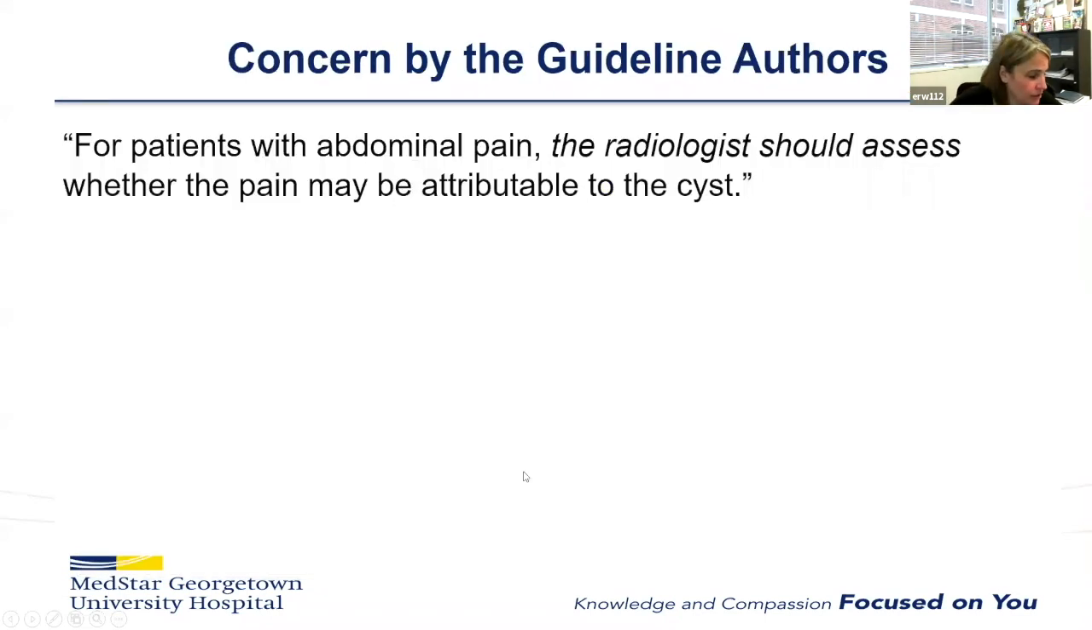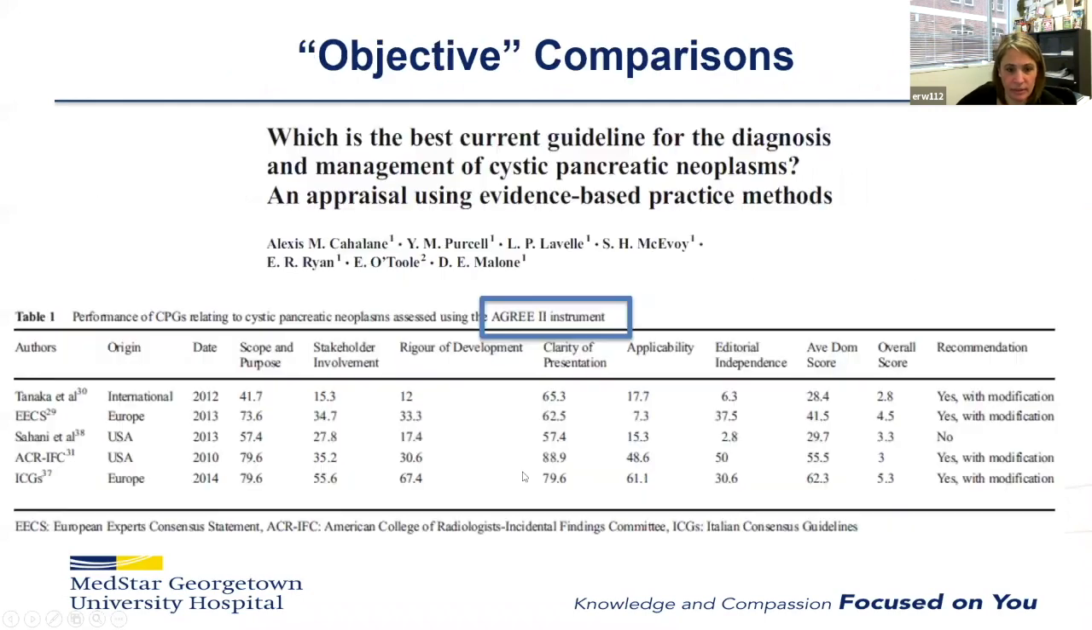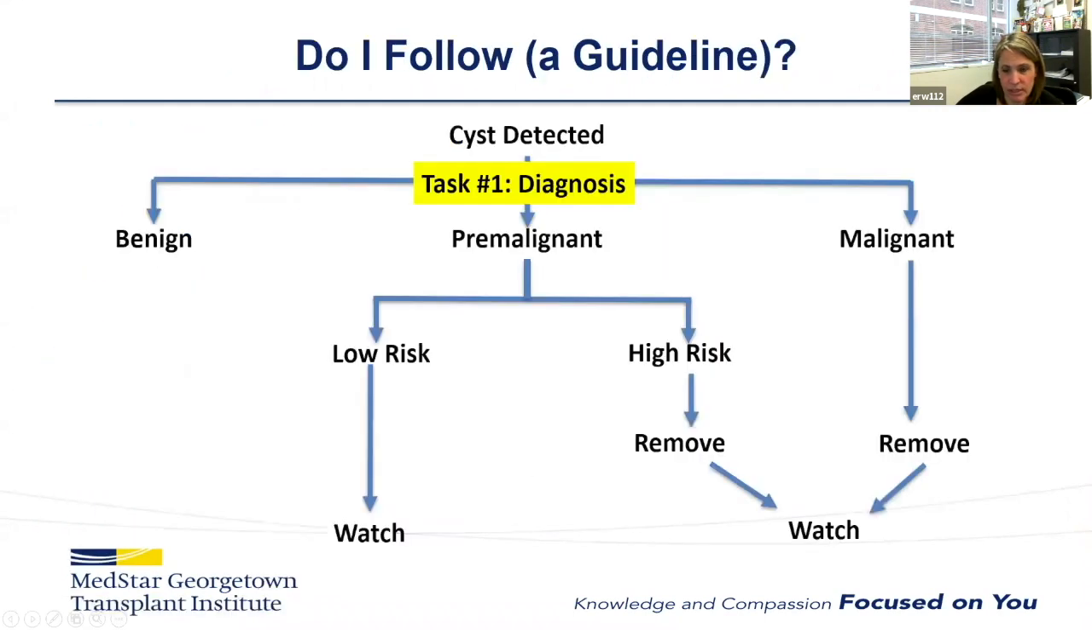So I know we don't have much time left, so I think what I'll do is just skip to this point, which is really to show you that when we're making decisions about this, this is what the first phase is. This is detected, and we're trying to say the number one task is diagnosis. Does this fall in the group of benign, pre-malignant, or malignant? Then for the pre-malignant group, we're trying to do risk stratification between low risk and high risk.